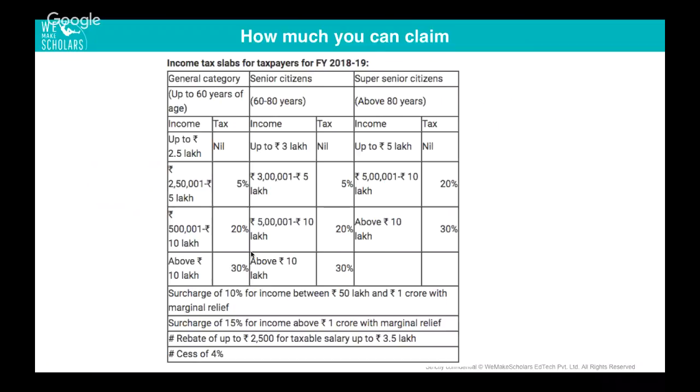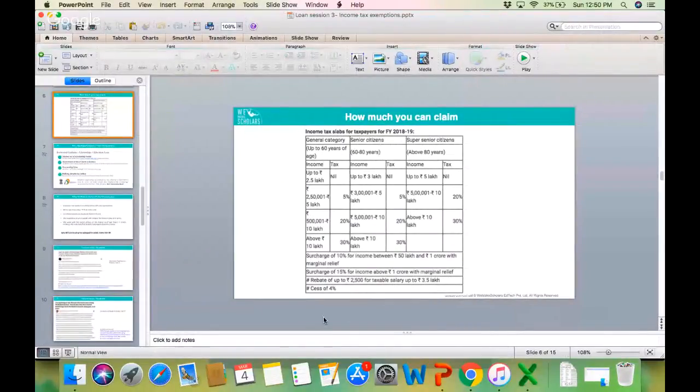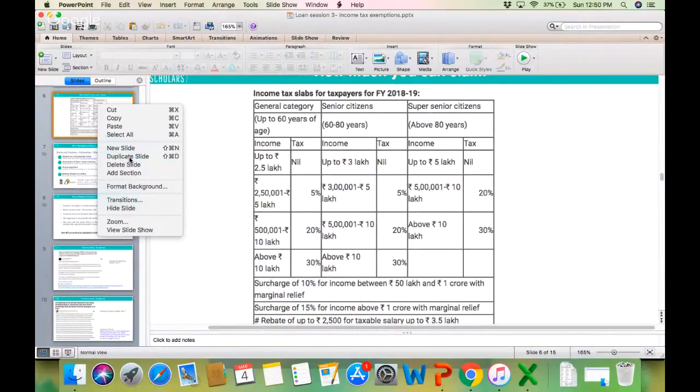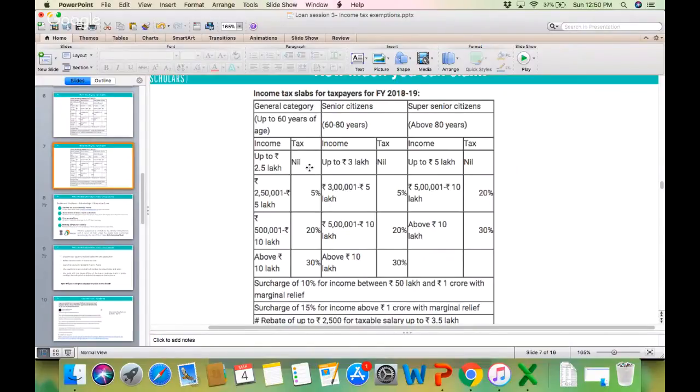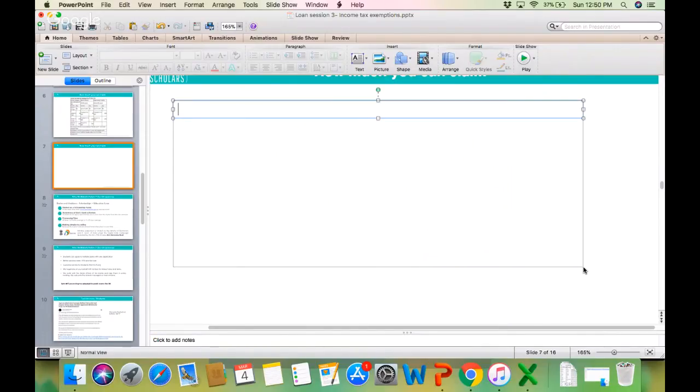Now I don't have a whiteboard facility, but I would like to write on my slide, because obviously my screen is shared with you, and I can write on my slide and you will be able to see what I'm doing. So let me just duplicate my slide and show you an example. I'm just going to write here.